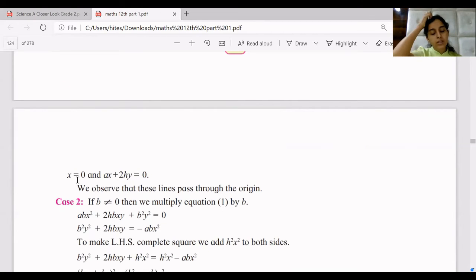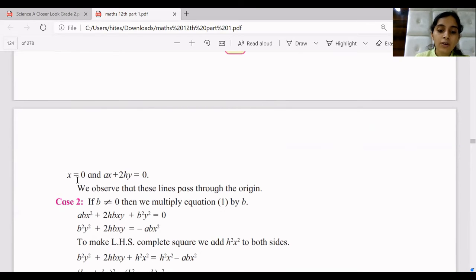x = 0 is the equation of the y-axis, so it of course passes through the origin, and ax + 2hy = 0 does not have a constant term, hence that also passes through the origin. Clear? So when b is equal to 0, both the lines pass through the origin, so the combined equation is also passing through the origin.